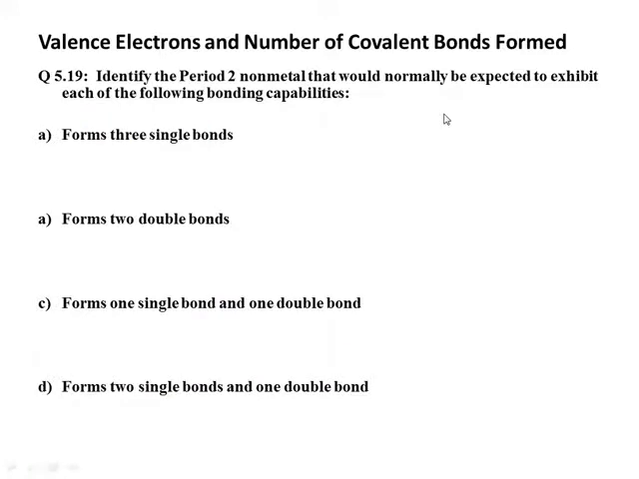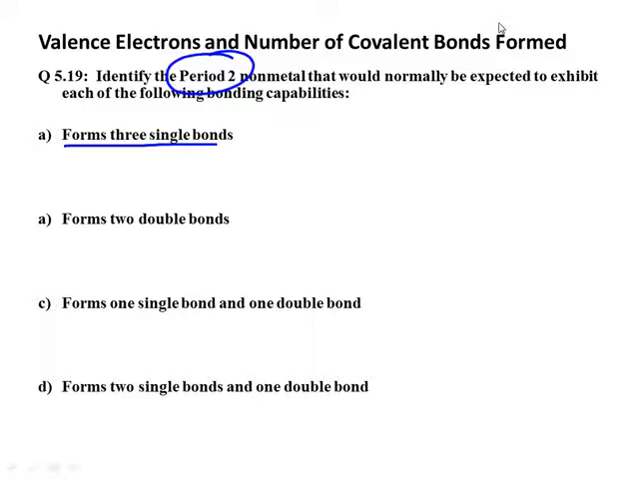Okay, so identify the period 2 non-metal that would normally be expected to exhibit each of the following bonding capabilities. Again, this question uses exactly the same idea, which is that the number of covalent bonds a non-metallic atom would make equals the number of additional electrons it needs to complete its octet. So they want us to pick out an element from period 2, so that's what we need to focus on. Something that forms 3 single bonds.